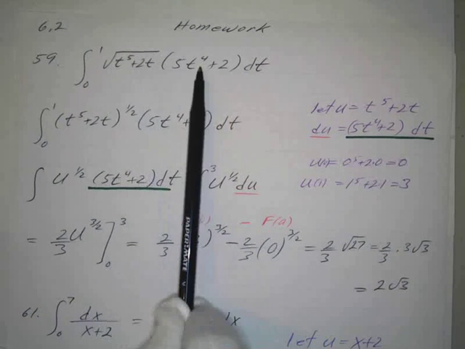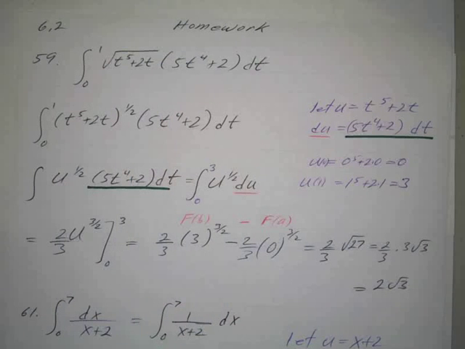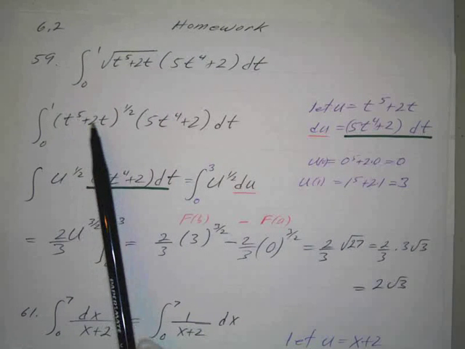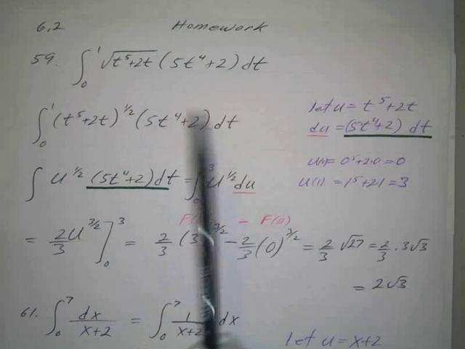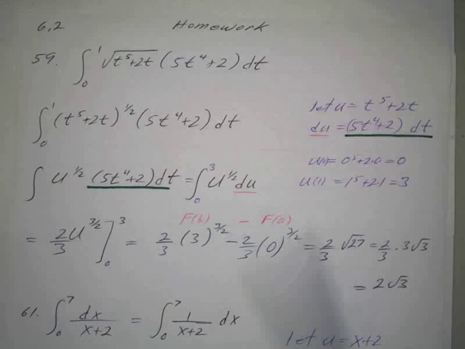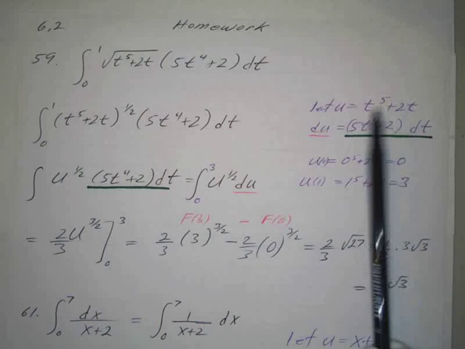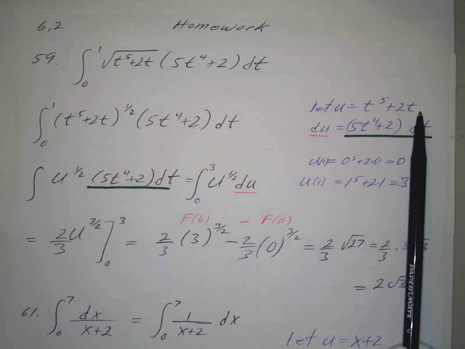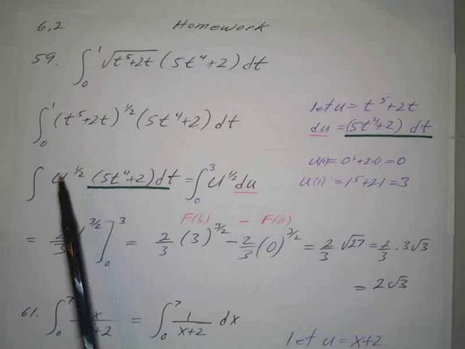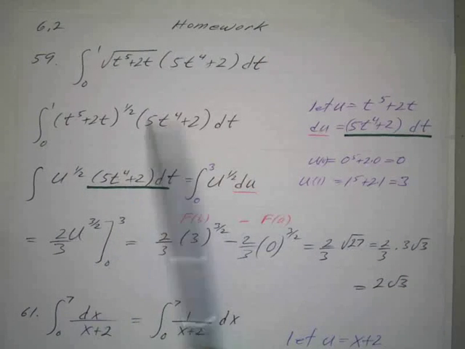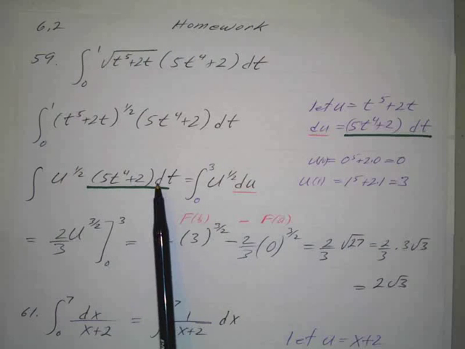So it looks like I'm going to work for u to the n du. First of all, I'll write this in exponential form. So that's t to the 5th plus 2t to the 1/2 times its derivative. So I'm going to let this be u. So let t to the 5th plus 2t equal u. So this would be u to the 1/2 times this again, 5t to the 4th plus 2 dt.